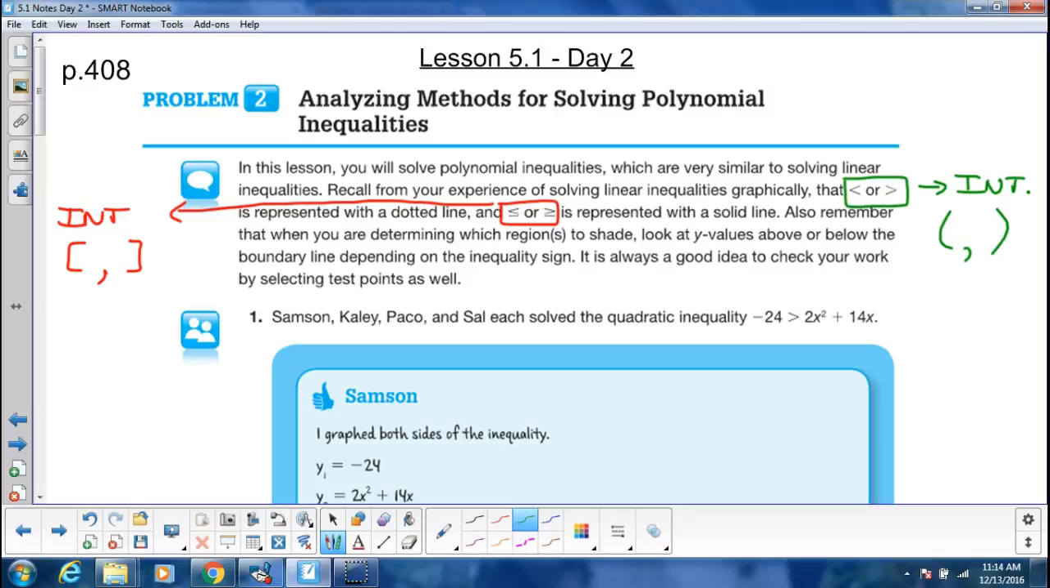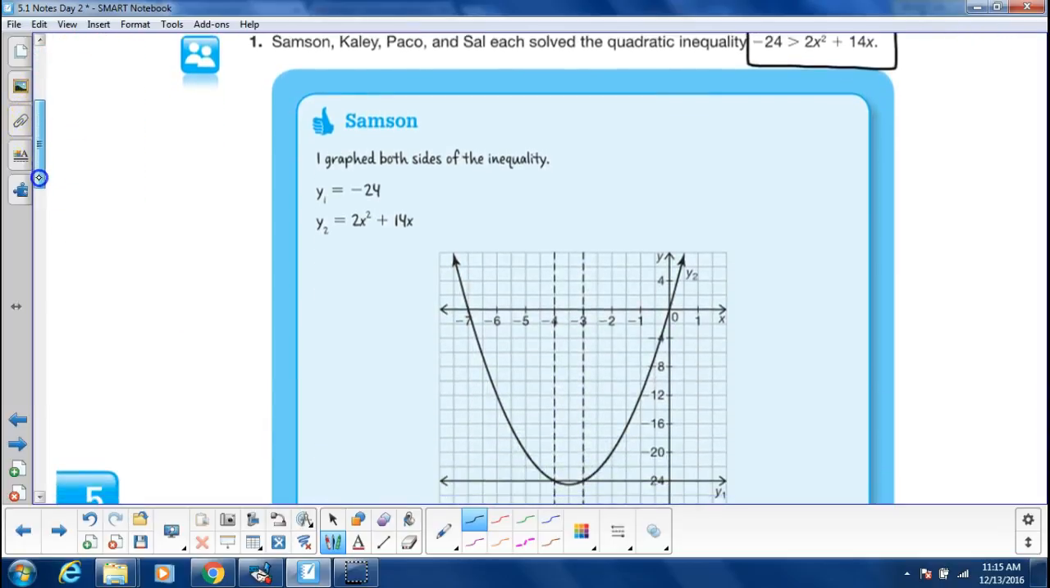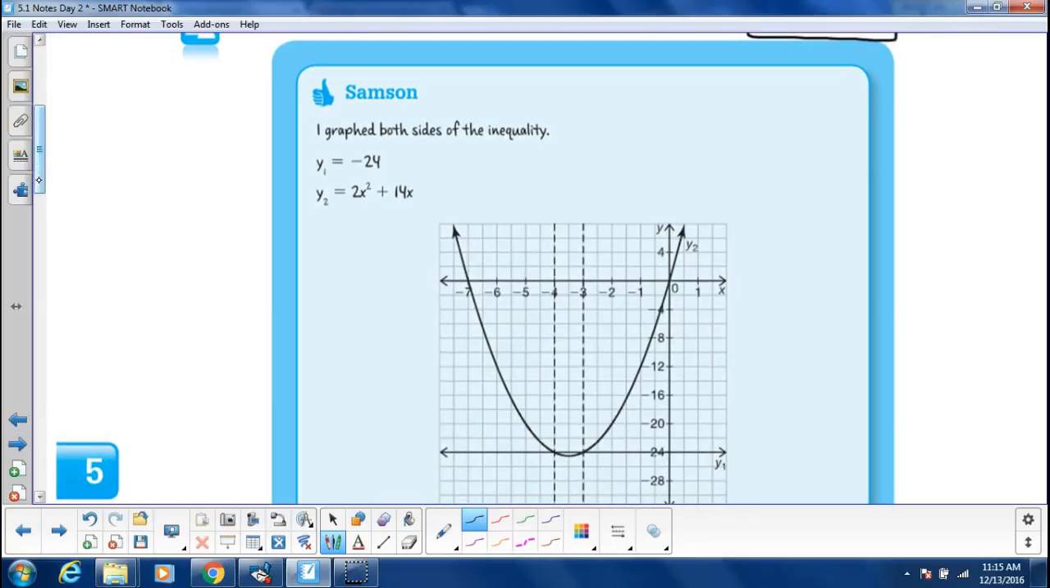Okay, so Samson, Kaylee, Paco, and Sal are each solving the exact same quadratic inequality that is right there. That's the inequality that all four of them are solving on this and the next 2 pages. Samson graphed both sides of the inequality, because Samson tells me right here, I graphed both sides of the inequality. So Samson put 2 functions on one single graph.